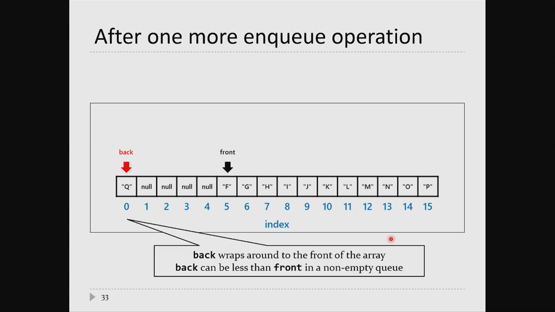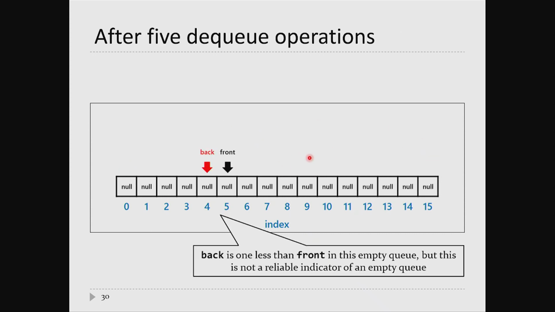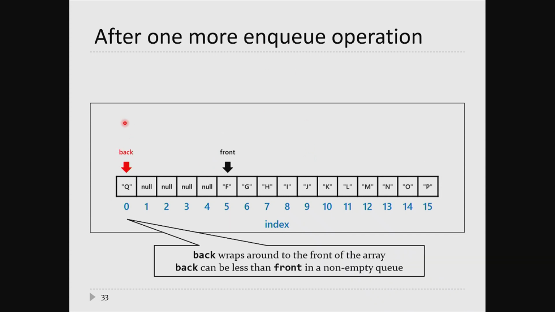So we can still enqueue more elements. When you enqueue another element, all you do is wrap back around to the front of the queue, and then set the element to the enqueued element. So back wraps around to the front, and notice that back is now less than front. So back can be less than front in a non-empty queue. Here, back's greater than front. In the empty queue, back is less than front. But you can have the situation where back is in fact less than front, and there's still space left in the queue.